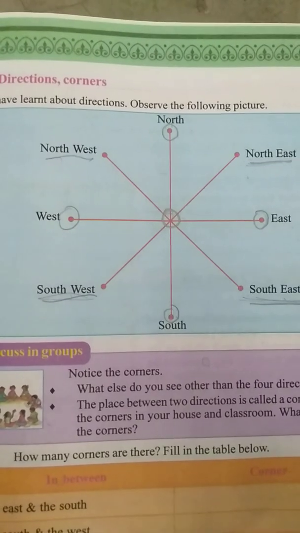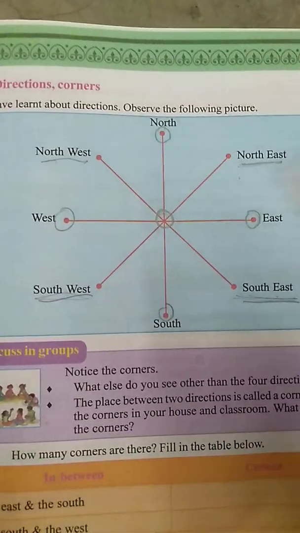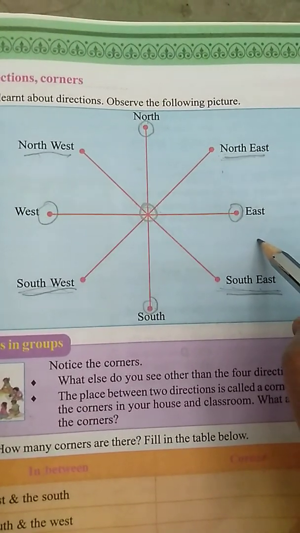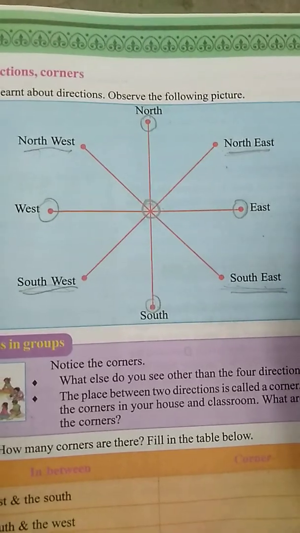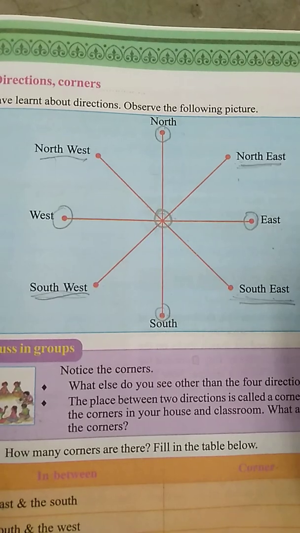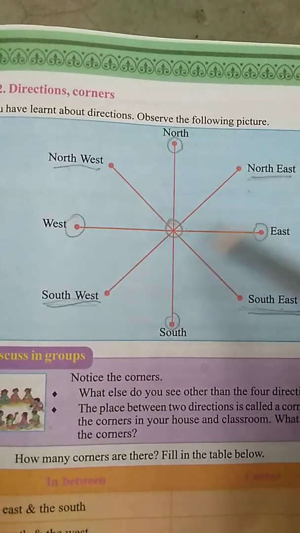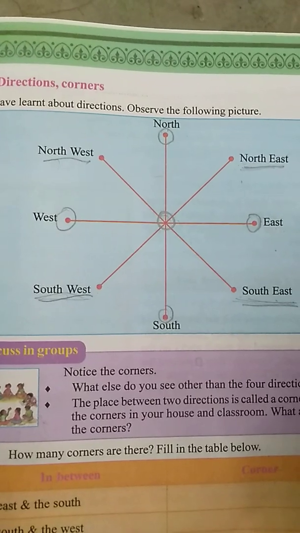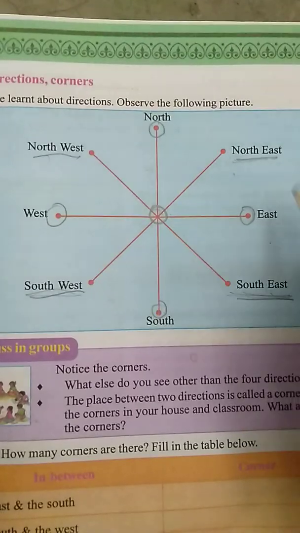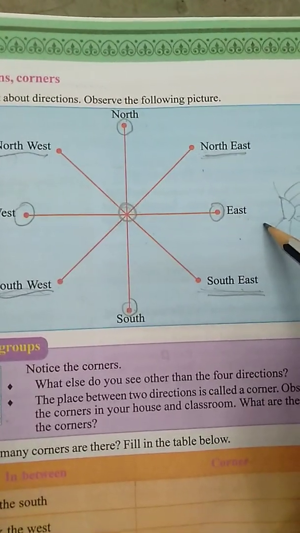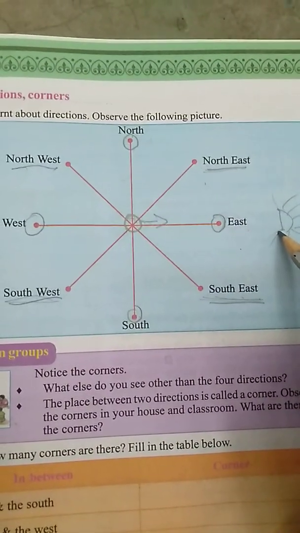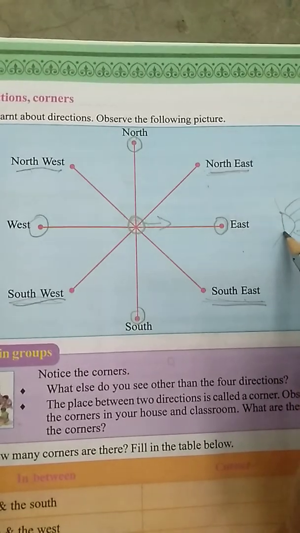When you are standing in the middle of the room, you have to face towards the sun, from where the sun rises. You have to face towards the sun. Suppose it is rising here in the east area. Always the sun rises from the east, so you have to face towards the east. Now your facing is towards the east.